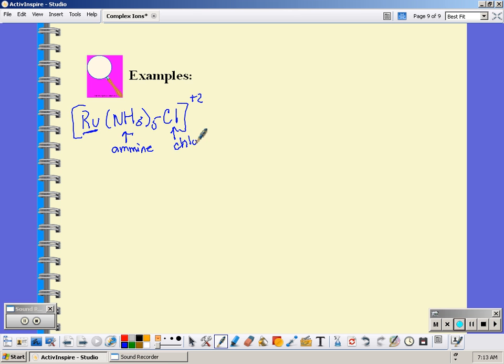Now because I have two different ligands, I want to make sure that I name them alphabetically. So amine, starting with the A, would come before chloro, starting with the C. Because I have 5 NH3s, I'm going to want to use the prefix penta. So this would be named pentaamine chloro. Notice that it's all one word here. Ru is ruthenium.